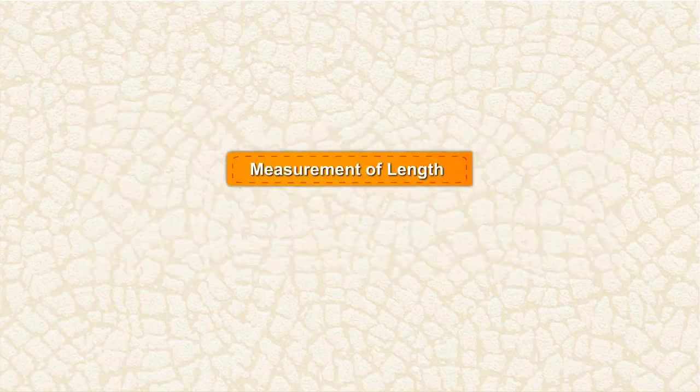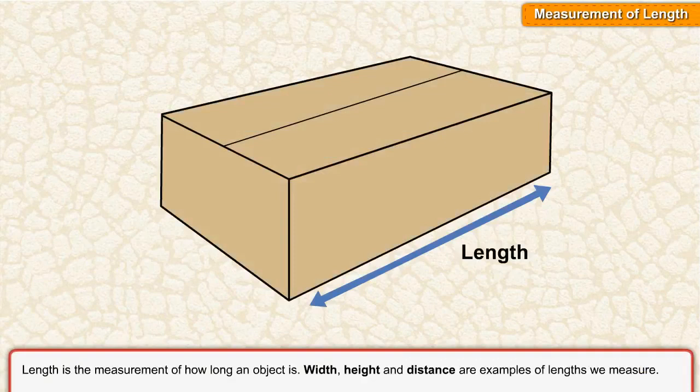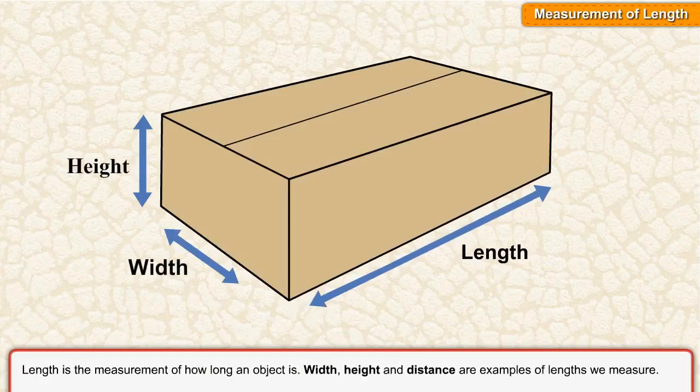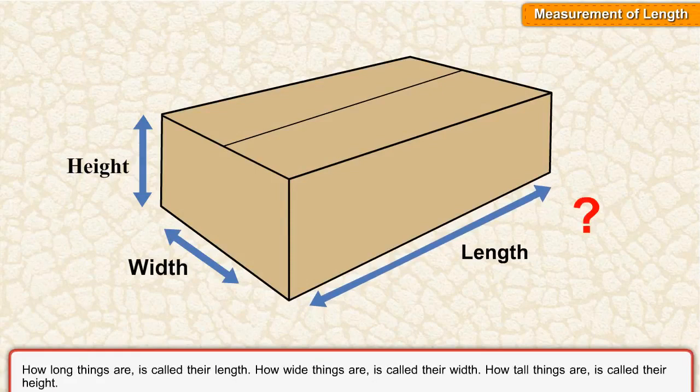Measurement of length. Length is the measurement of how long an object is. Width, height, and distance are examples of lengths we measure. How long things are is called their length. How wide things are is called their width. How tall things are is called their height.